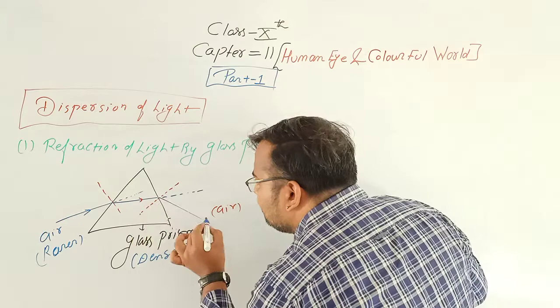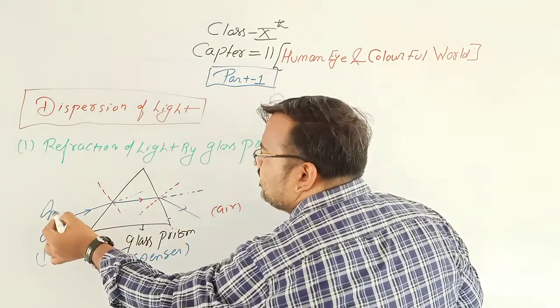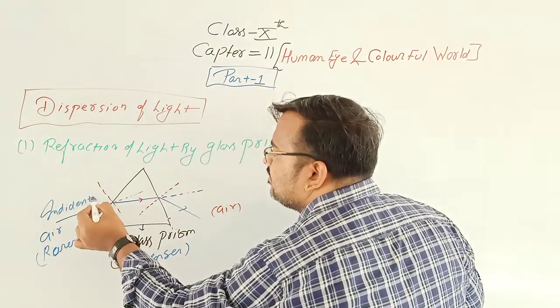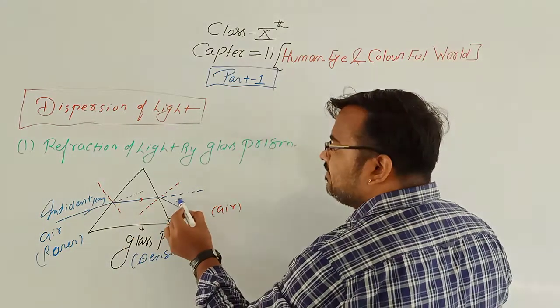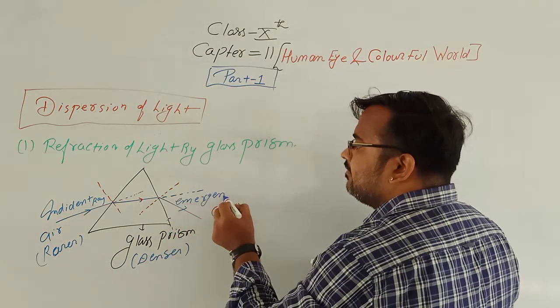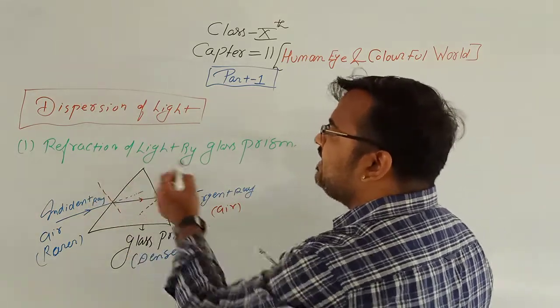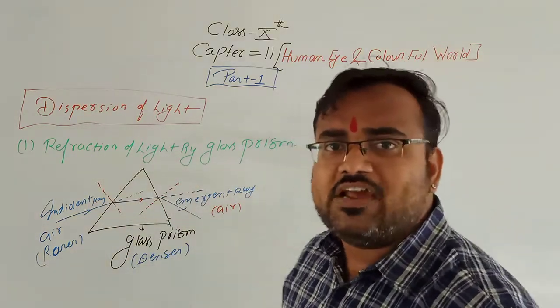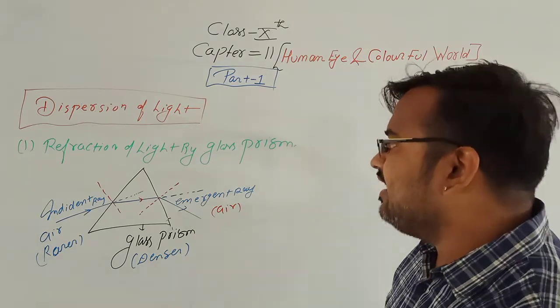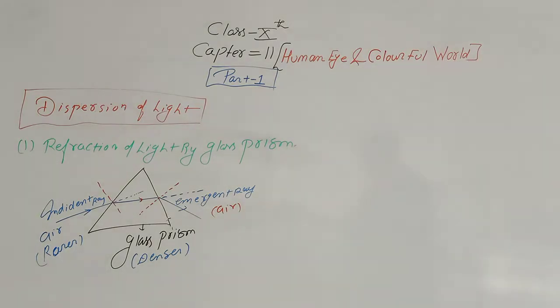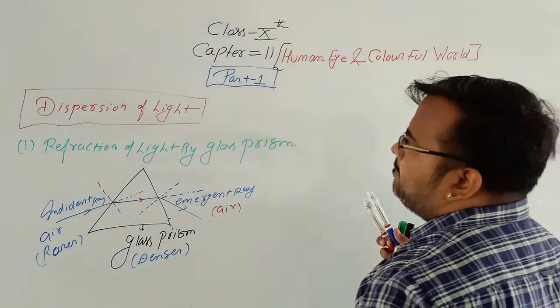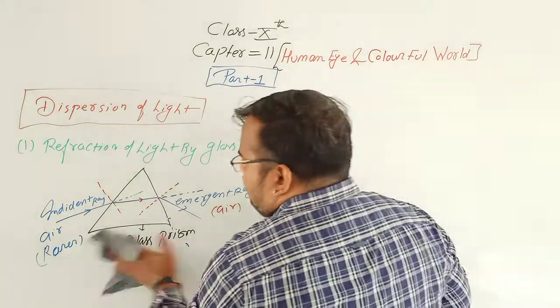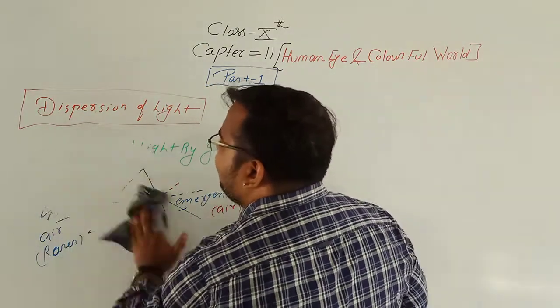So like this. This is incident ray, and this is emergent ray. This is the refraction of light by a glass prism. Refraction of light by a glass prism. You can draw this diagram. Okay, now we continue with the topic dispersion of light.